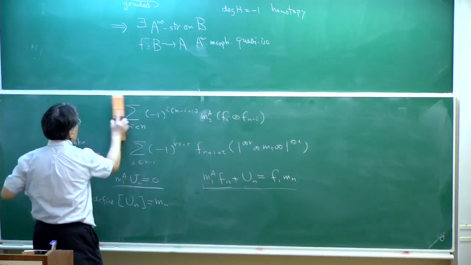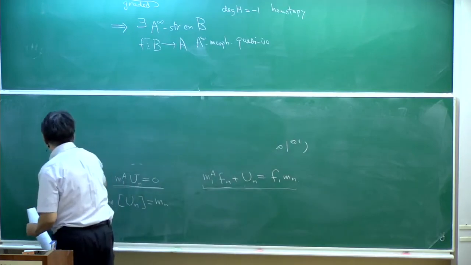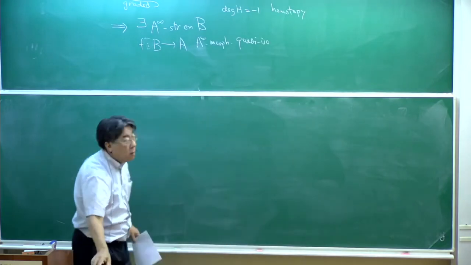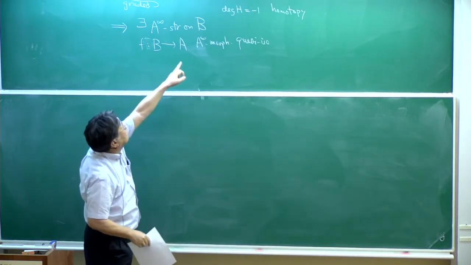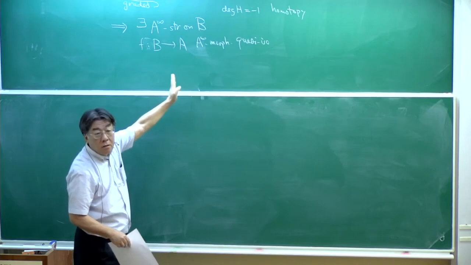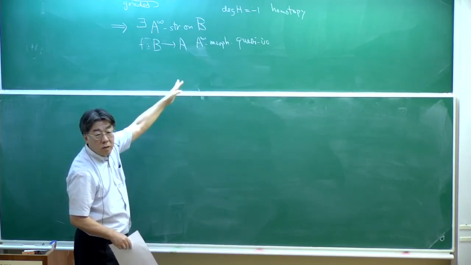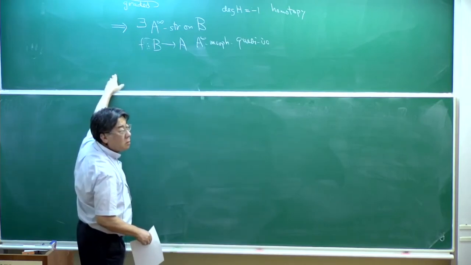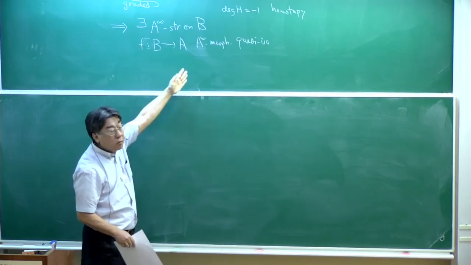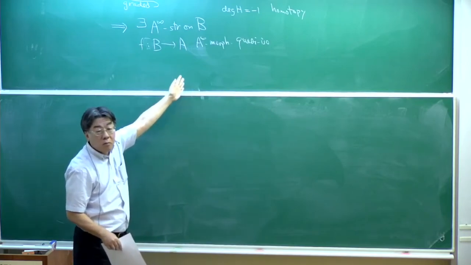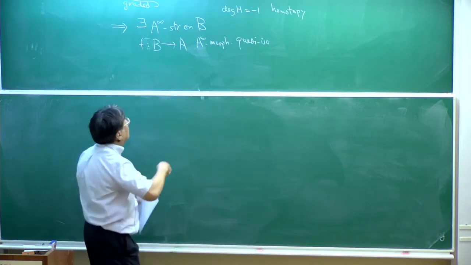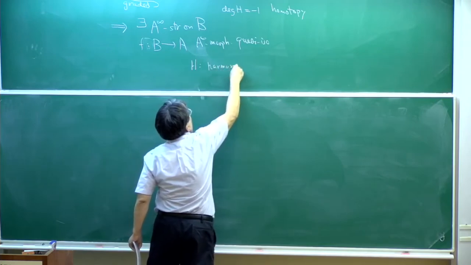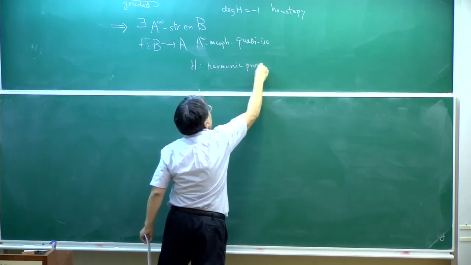So there is homotopy here. I assume that there is a homotopy operator connecting A and B. This is not always true, maybe; I'm not sure about it. But for example, in the case of a smooth projective variety and Dolbeault cohomology, this homotopy operator is given by the harmonic projection, H harmonic projection.